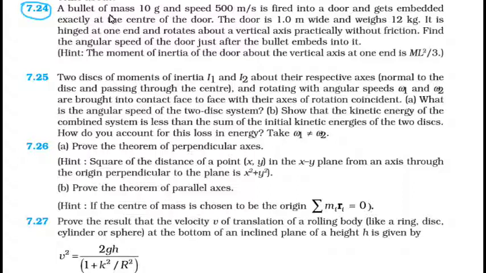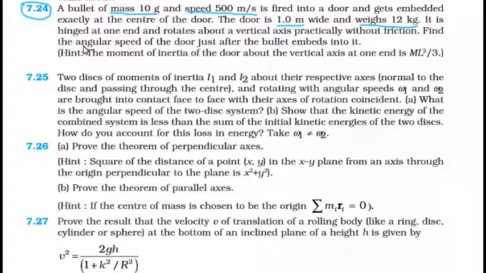A bullet of mass 10 gram and speed 500 meter per second is fired into a door and gets embedded exactly at the center of the door. The door is 1 meter wide and weighs 12 kg. It is hinged at one end and rotates about its vertical axis, practically without friction.